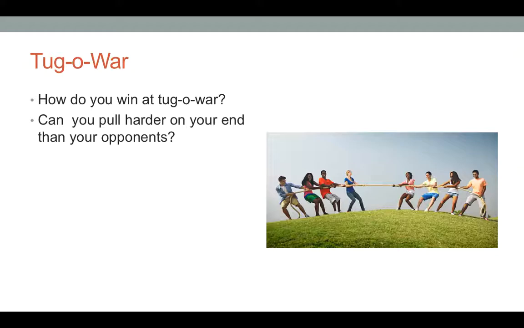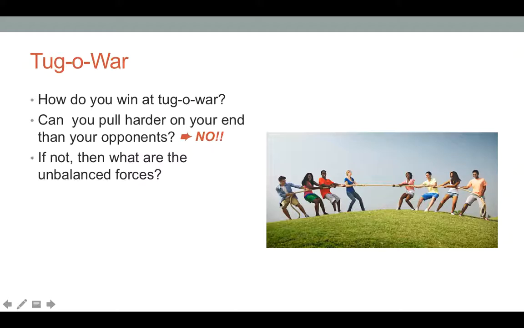And the answer is no, you can't. These two forces essentially constitute an action-reaction pair. Formally, they are not, but we'll treat the rope as massless, and effectively, they will be. So now, what are the unbalanced forces that do allow you to win a tug of war?